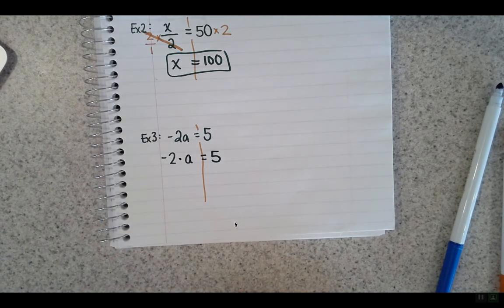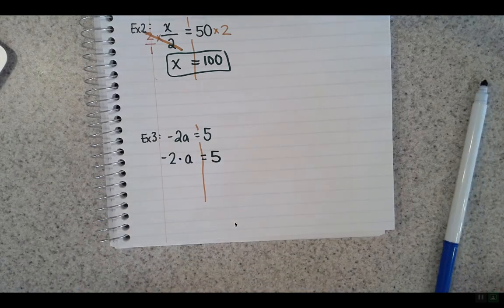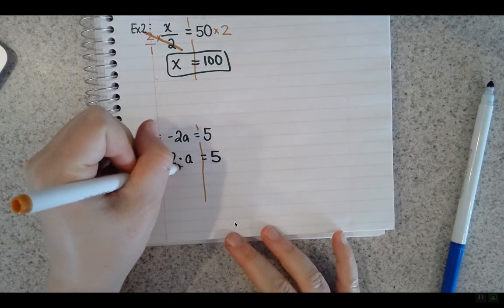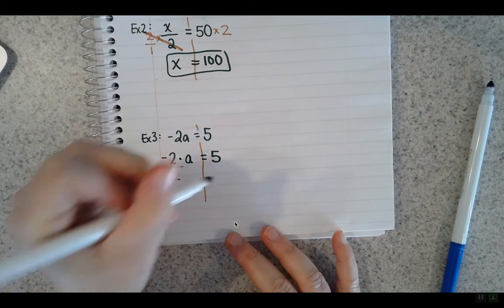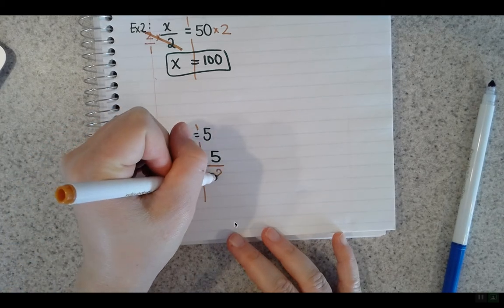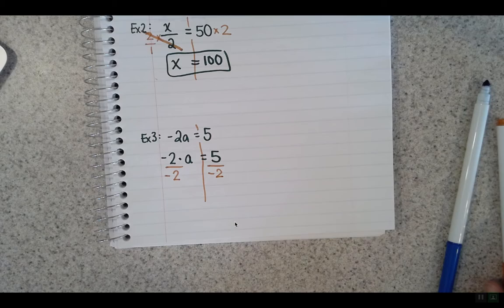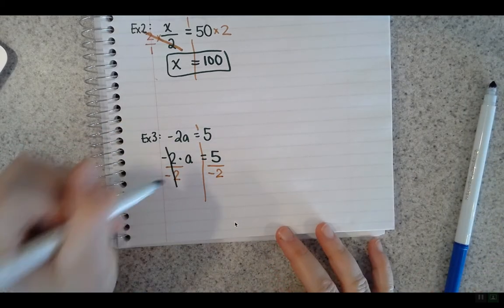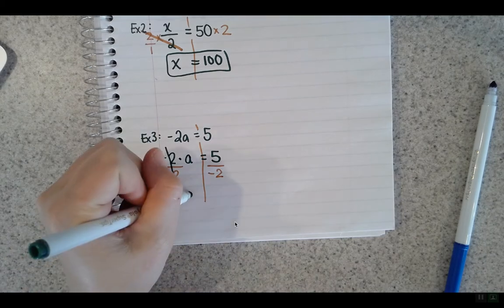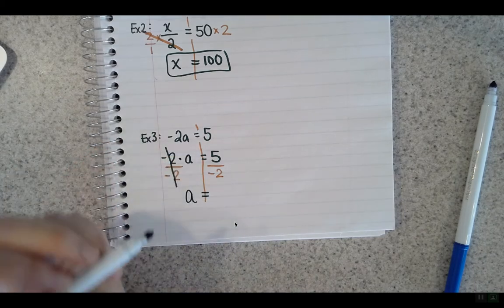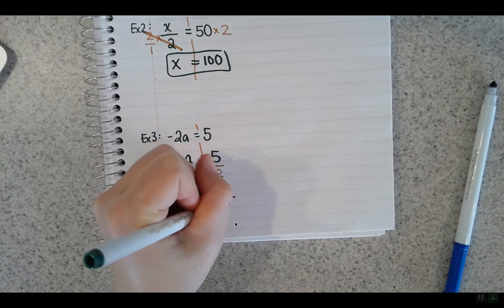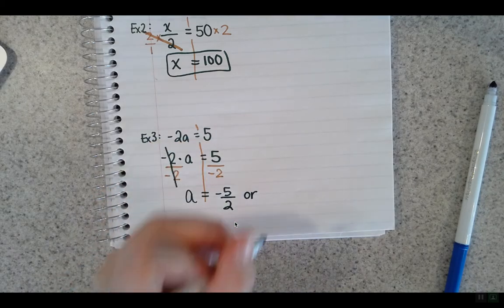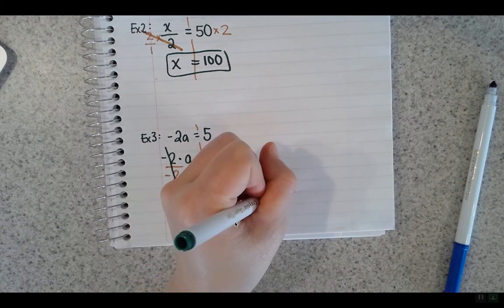Okay. So the inverse operation I need to get rid of this -2 is division. Divide by -2 on the left, divide by -2 on the right. -2 divided by -2, those cancel, and I'm left with a equals -5/2, or I can write my answer as a mixed number, -2.5.